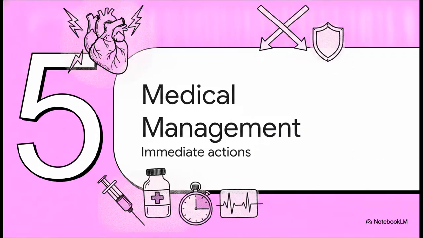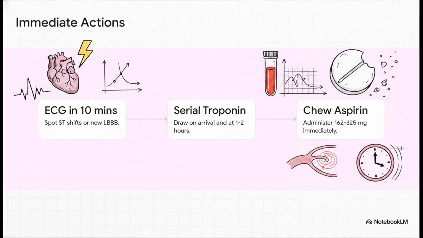Let's keep moving. Section 5, Medical Management and Risk Scores. Transitioning to the immediate treatment phase. You've made the diagnosis. Now what? What are your non-negotiable first steps? You have to act fast. Number 1, get that ECG within 10 minutes of arrival. You're looking for ST shifts or new left bundle branch block.